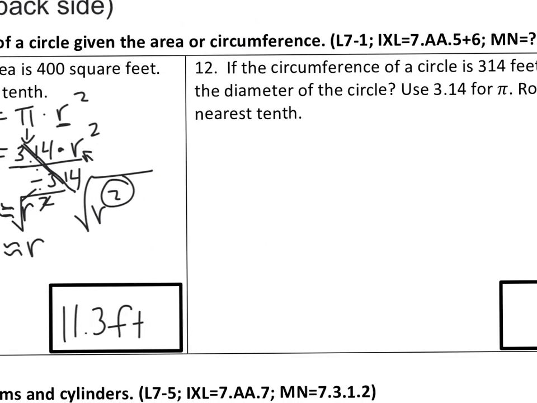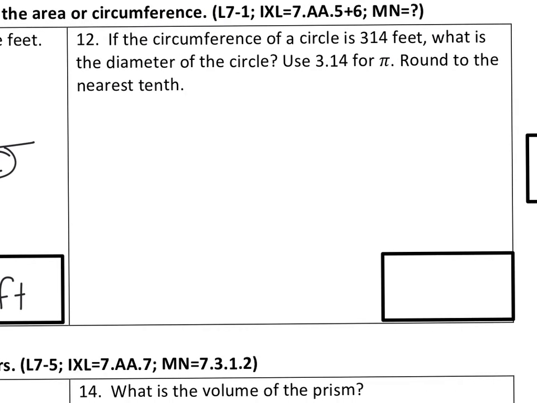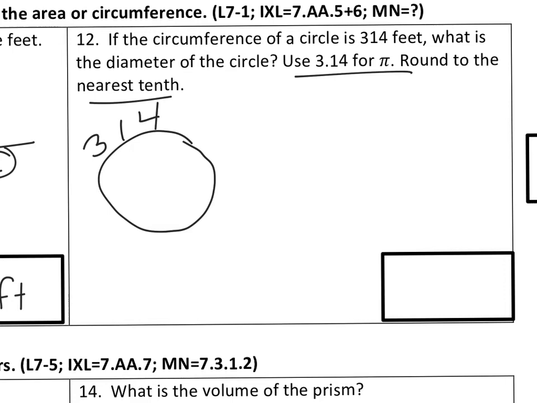All right, let's take a look at number 12, which is similar, but a little bit easier because we won't have to do the square root. It says, if the circumference of a circle is 314 feet, what is the diameter of the circle? With the same 3.14 for pi and rounding to the nearest tenth. Again, step 1, I like to draw some kind of circle and write in what we do have. We know that the distance around the circle, the circumference, is 314 feet. We do not know what the diameter is, and that's what they're asking us for.